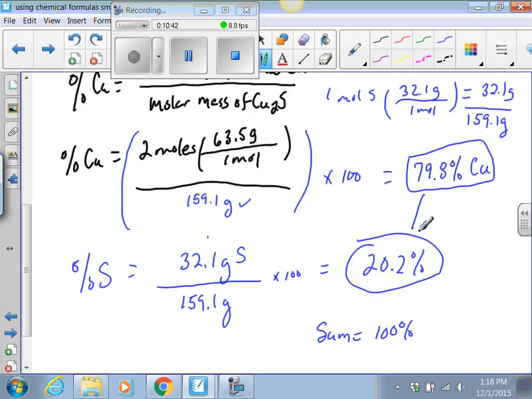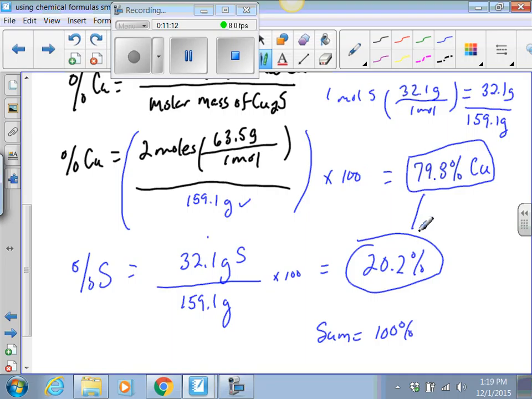Now, suppose we did this. Suppose we found 79.8% copper, and then we said 100 minus 79.8 gives 20.2. Is that a safe method? What are you assuming about your first answer if you do that? It's correct. You're assuming it's correct. And you're always going to end up with 100% if you do that, so you lose your checking system. So it's best to do the individual percentages and then add them to see if they come to 100%.